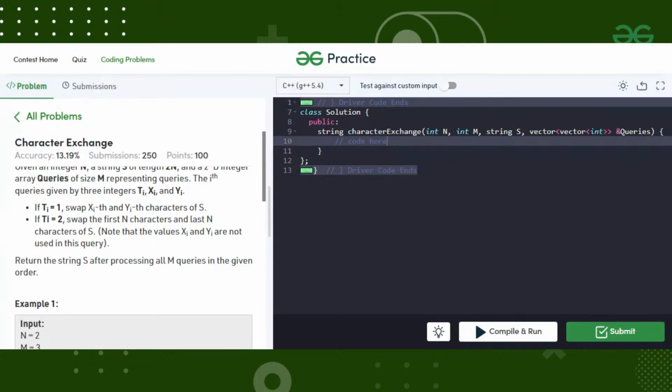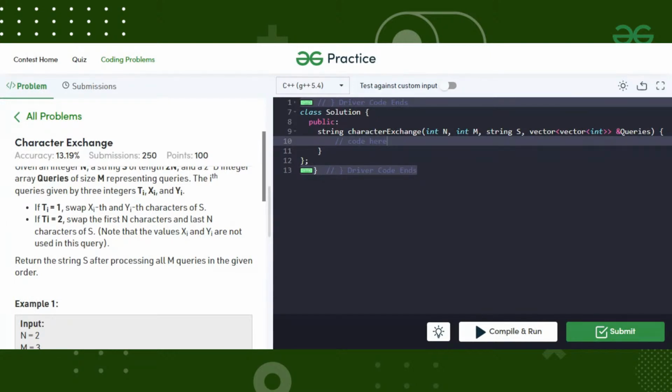All right. So this is the concept that can be used here. What we'll do is keep track of whether the first n characters have been swapped or not. If the flag is true, then the original indices xi and yi need to be adjusted to the new positions in the string s. You can't simply use the given index value, you need to adjust them.